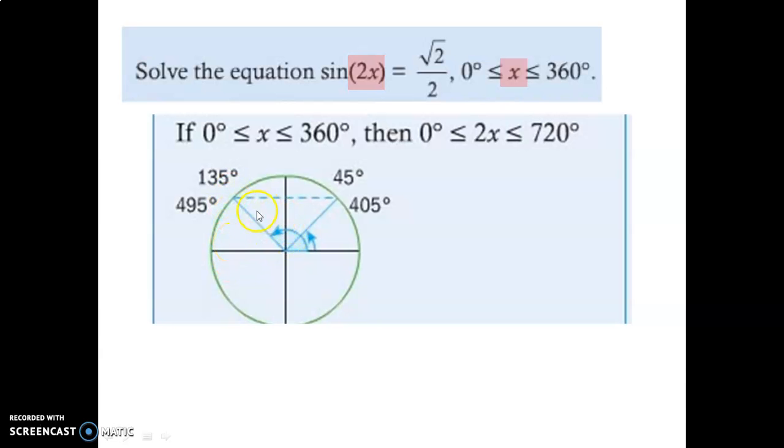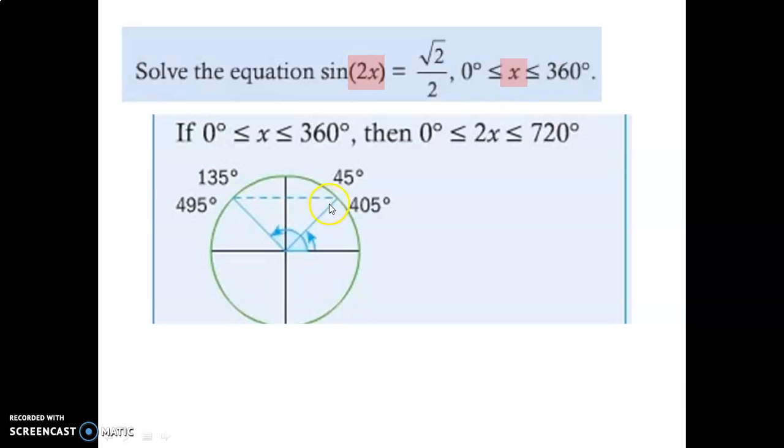And then if you keep spinning, now that we're allowed to spin all the way to 720, we keep going, come around 360, and come back around to here again. Now it's 405, and then back over to here, now it's 495. And after that, we get to 720 and we're done.